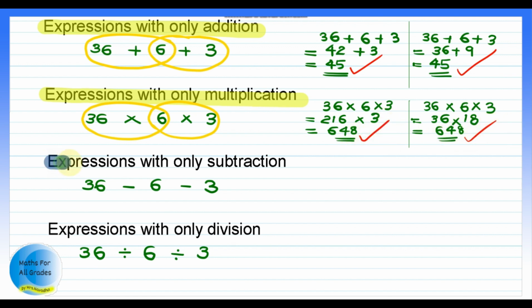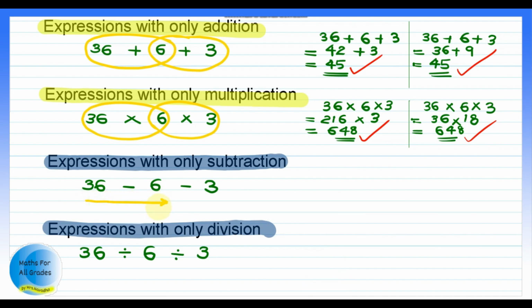Now when it comes to expressions with only subtraction or only division, there is a specific rule. The rule is you should start from left to right. So let's see how we can solve this question. We start on the left side. 36 minus 6 equals 30. 30 minus 3 equals 27.